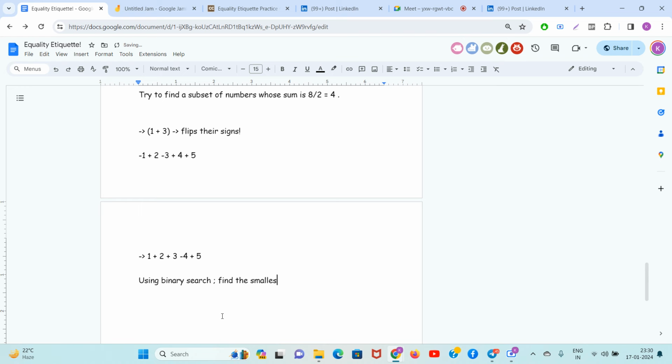Using binary search, find the smallest n. Guys, why am I finding the smallest n? Because I want a small number of operations. Find the smallest n such that 1 plus 2 plus 3 plus up to n is greater than or equal to d. Then try flipping the signs.